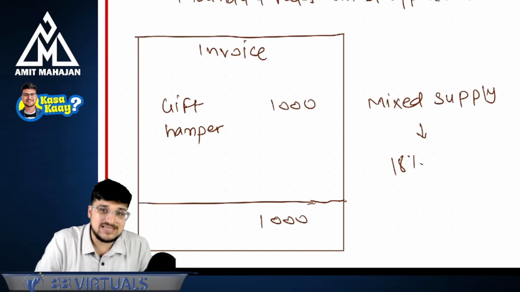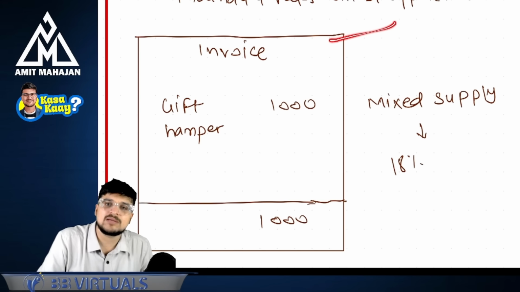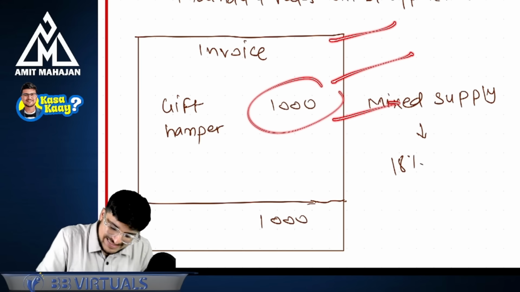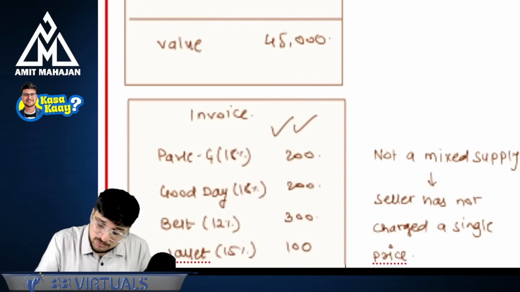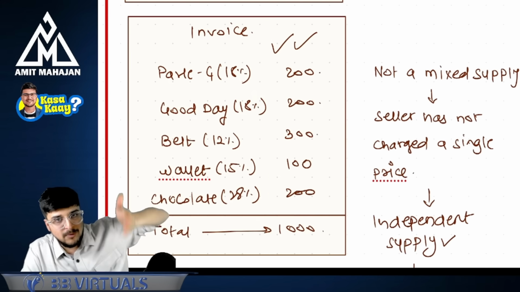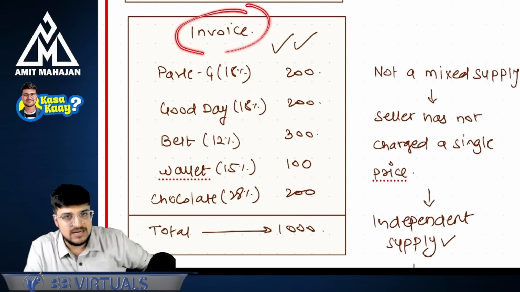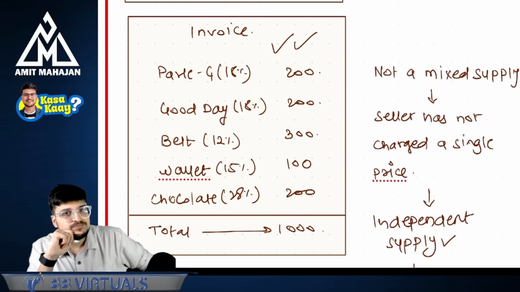But on the other hand, if I say a gift hamper is purchased and the invoice looks like this, can I say two or more supplies are made in conjunction with each other for a single price? It will be considered as mixed supply. This is similar to when you go to a shopping mall and purchase things, you will find this invoice from that particular mall. So you can see the total also.